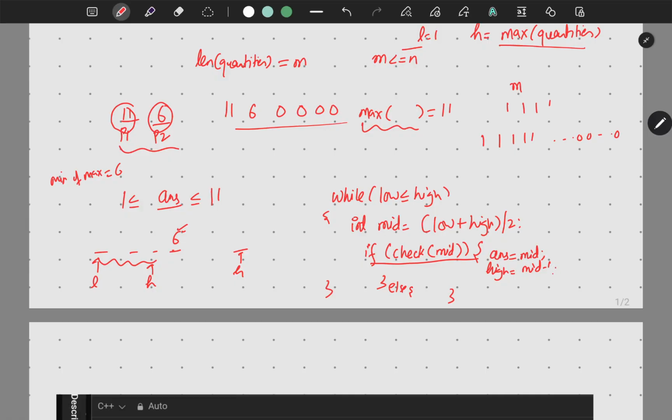And if it's not true, that means there is no distribution possible such that the maximum of any quantity that a store can have would be 6. So in that case we would just set low to be mid plus 1. Now we would search for the answer in this search space. Okay, but how would we check whether this is possible or not?